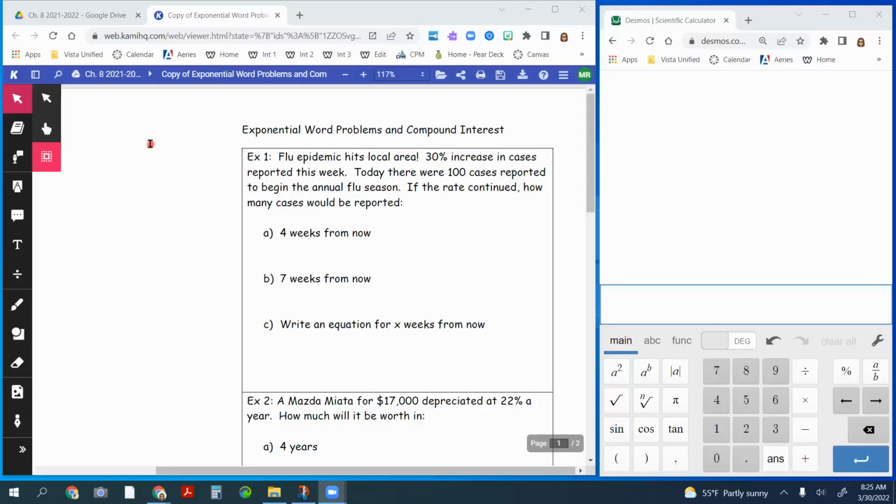So these notes are for Integrated 1. This is on our notes on exponential word problems and compound interest.